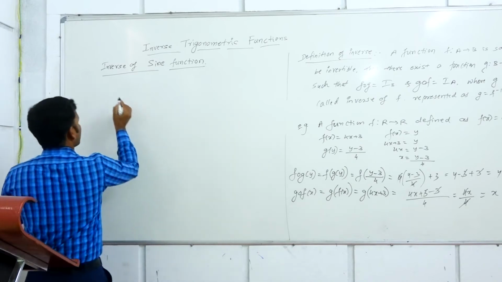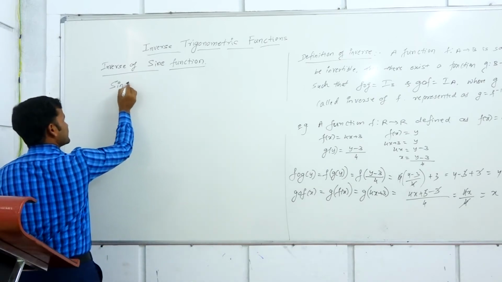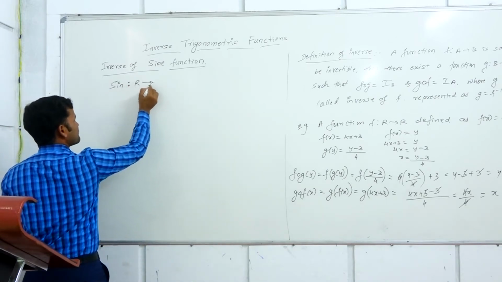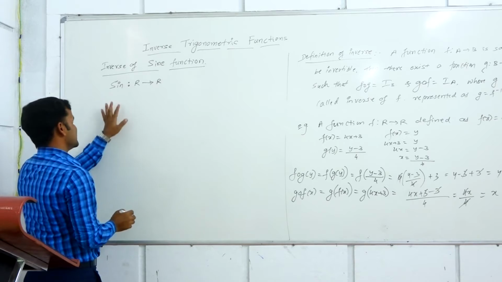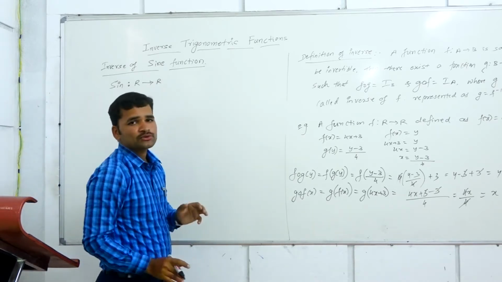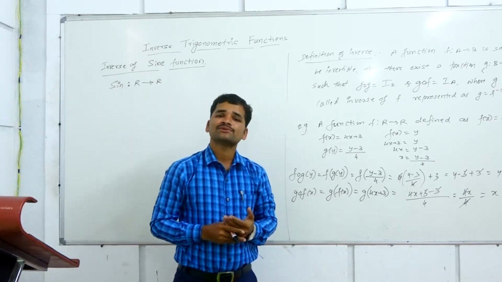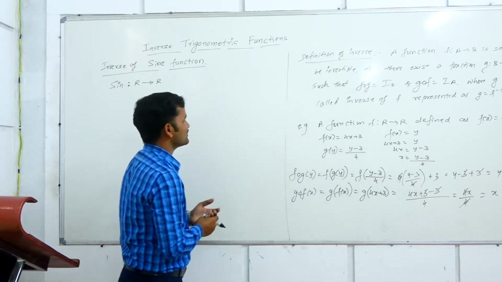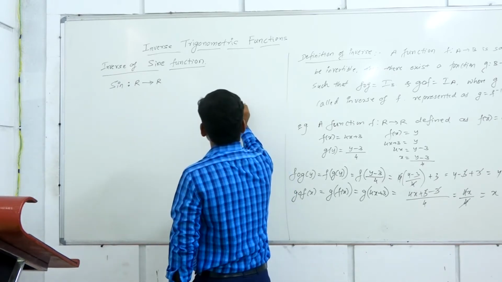See, sine, if you take, it maps from R to R. Sine in the sense it is like function f. It is mapping from R to R. Will it be 1-1 and onto? No, it will not be 1-1 and onto. How? Let me take the example.